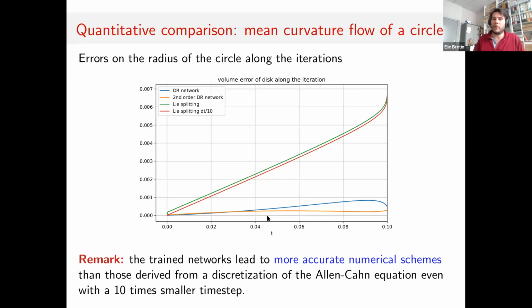So if we optimize all the parameters, you can find a better choice of parameters which compensates the discretization error in time, and also an error in epsilon for the phase field approximation, because here we consider the Allen-Cahn equation.